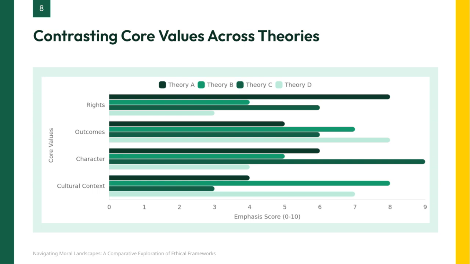When it comes to outcomes, Theory D takes the lead, scoring an 8, showing a strong focus there. Character is most emphasized by Theory C, with a score of 9, indicating its priority in that approach. Lastly, cultural context is heavily valued in Theory B, with a score of 8, while Theory C places the least emphasis on it, with a 3. This visual highlights how each theory prioritizes different core values, helping us understand their unique perspectives more clearly.